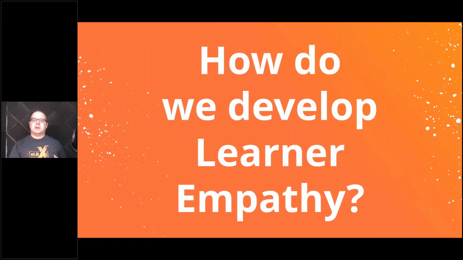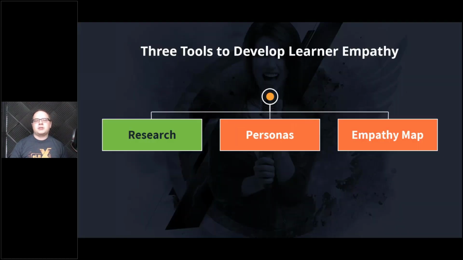But for some of you, you're probably thinking, okay, how do we do this? How do we develop learner empathy? Because some people are naturally talented at it. Personally, I kind of struggle with it. It's a harder concept for me to get behind, and so I usually fall back on a few tools that I've learned. And all these come from the human-centered design approach, and can be used in a variety of different ways. But I just want to go through those with you right now to help you understand how to develop learner empathy. So the first tool that I want to discuss is learner research.